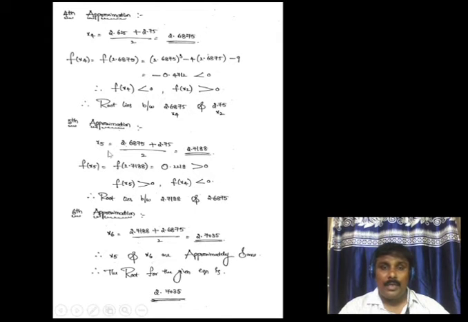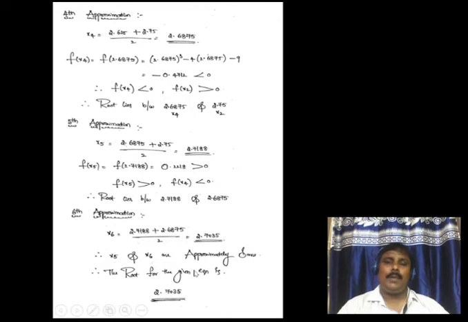So now I see that the fifth approximation and sixth approximation values are approximately the same. Now I should stop the process. Why? Because these two are only slightly different. You can observe from here that x5 is 2.7188 and x6 is 2.7035. So these two are approximately the same.